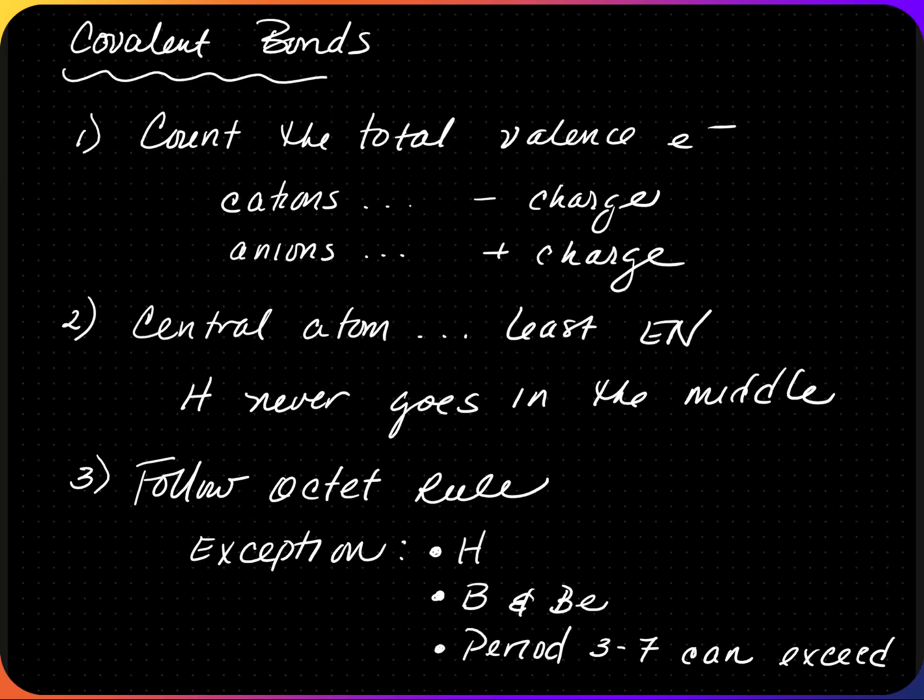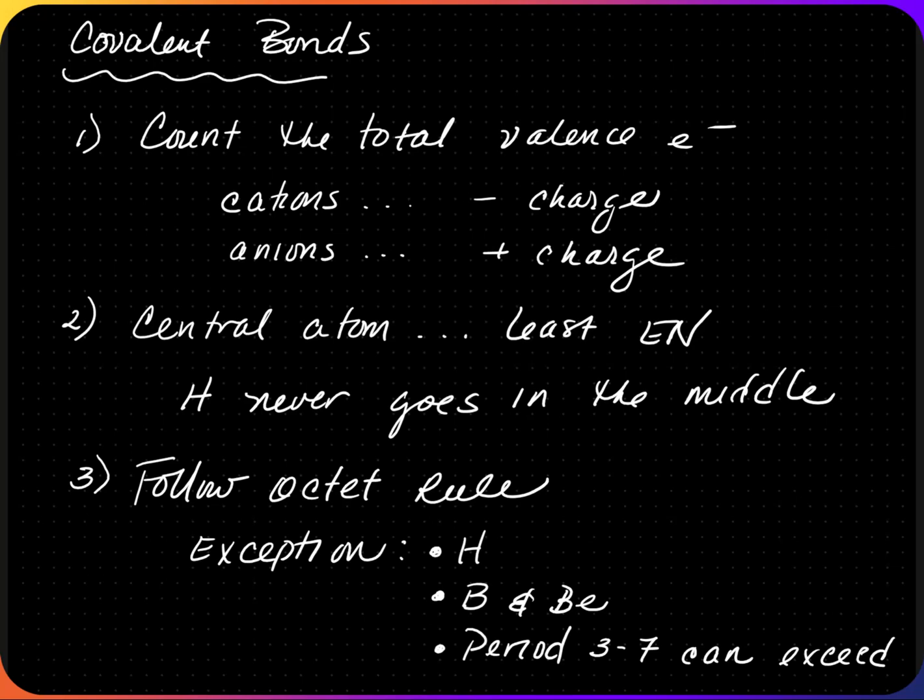Step 1, you're going to count the total valence electrons for every single element. If it's a cation, whatever the charge is, you're going to subtract the charge from the total valence electrons. If it's an anion, you're going to add the charge to the total valence electrons.